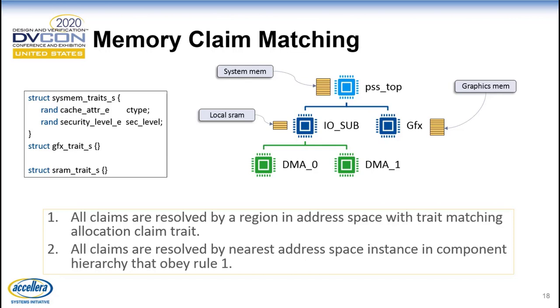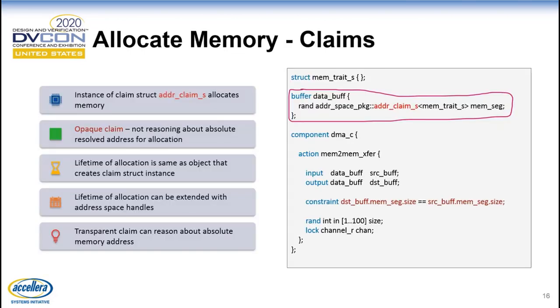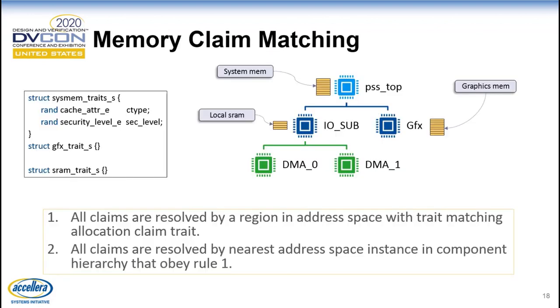And that action of the DMA is actually claiming a memory with a certain trait. If you go back here, you'll see the data buffer claim object has a template type mem trait S. So the claim is actually asking for a specific type of memory. So the PSS tool will go up in this instance tree and find a memory address space component that matches that trait, and if it has a region with that particular value of the trait, it will allocate memory from there. So it basically walks up and finds the matching claim in the instance hierarchy. And there are more details to it that will come in as part of the spec.